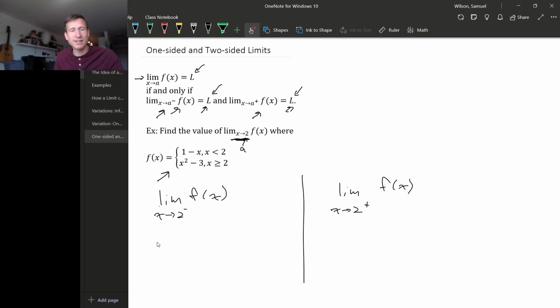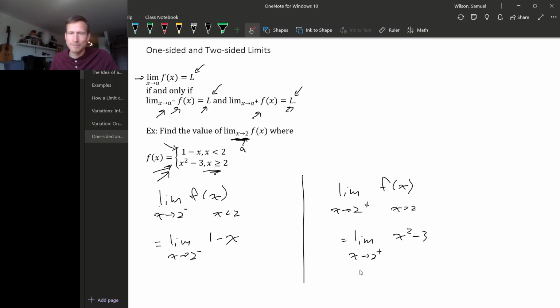Now the advantage of doing this is if x is approaching 2 from the left, that means x has to be less than 2. And that means that we can use the first formula here. So we can take the limit as x goes to 2 from the left of 1 minus x. Correspondingly for the limit from the right, if x is approaching 2 from the right, that means x has to be bigger than 2. And so we can replace f of x with this second formula, because that's the formula you use when x is bigger than 2. So x squared minus 3.